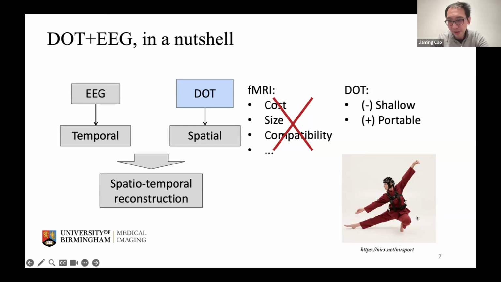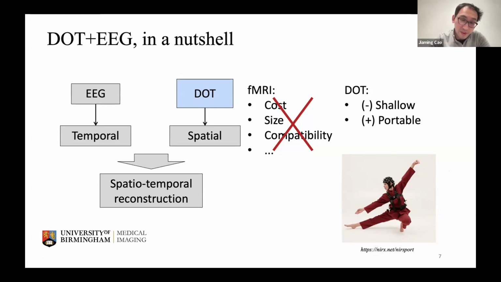For example, this is a picture that I took from the NIRx website. You can basically be wireless. You can put this device in this vest that comes with the device, and you can do something quite organic and still be recorded without making too much of a mess.